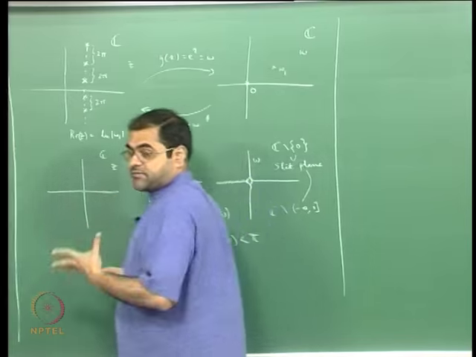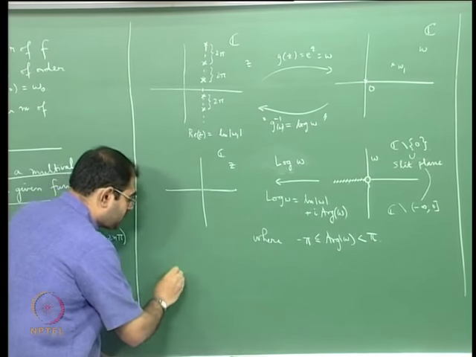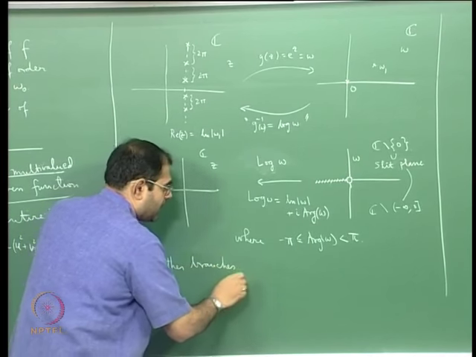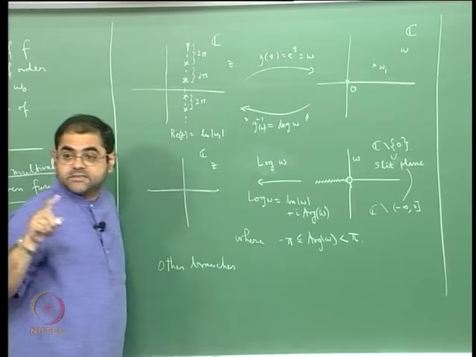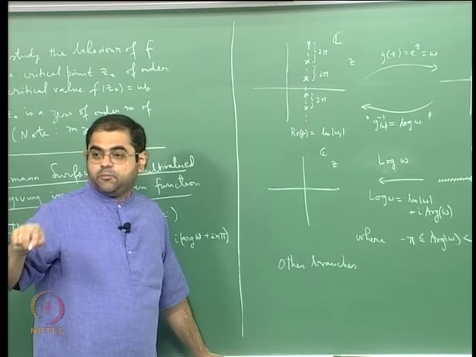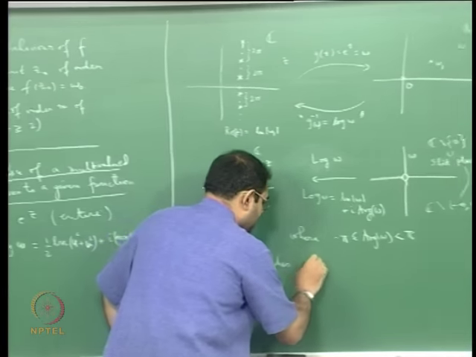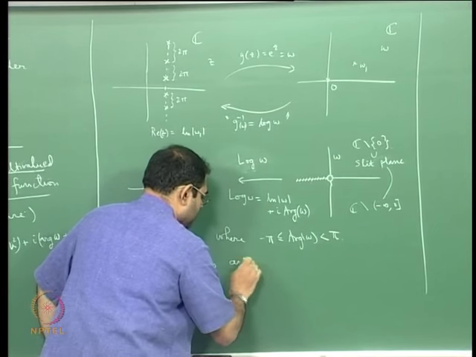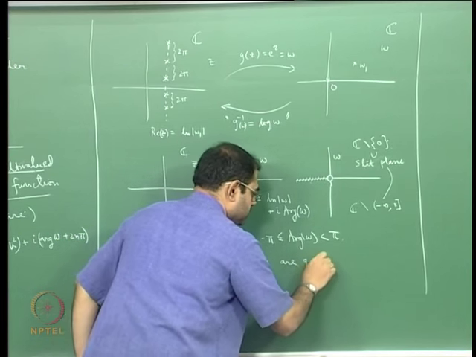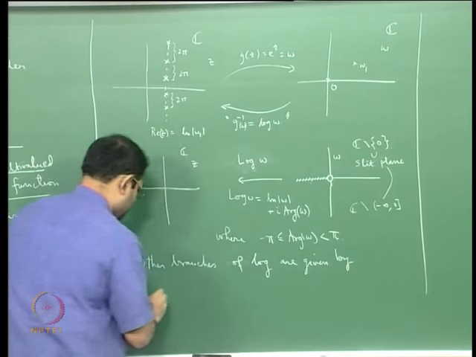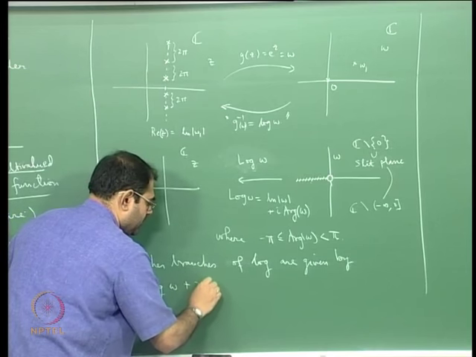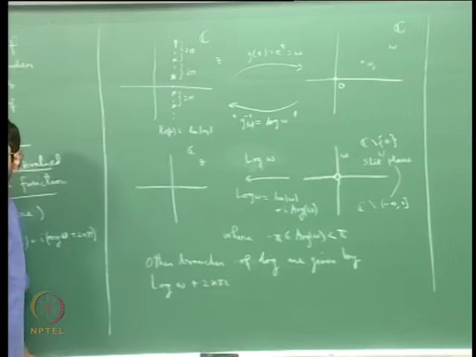Now what are the other branches? The other branches of log are given by the principal branch plus 2 n pi I, for fixed n.